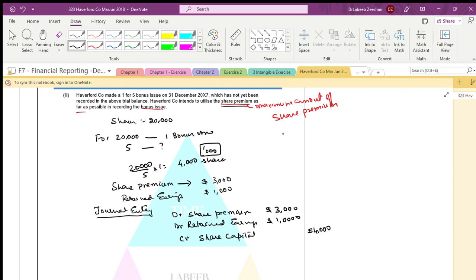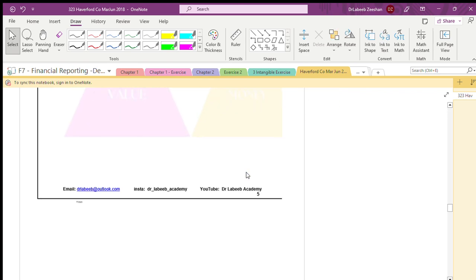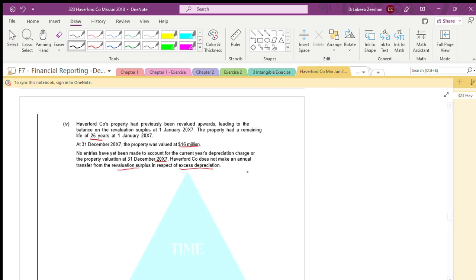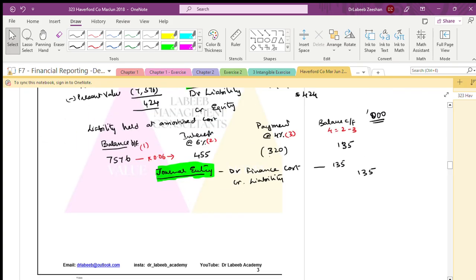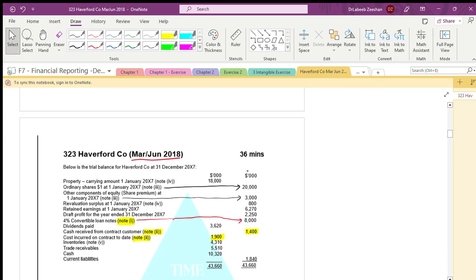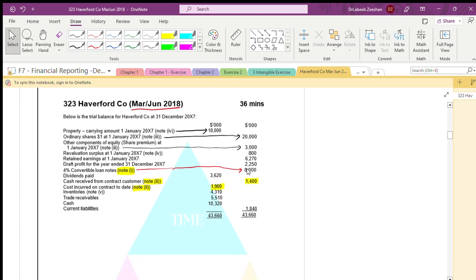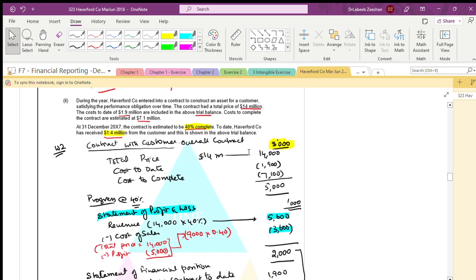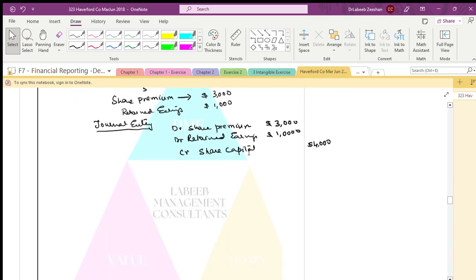I'm going to do it in an innovative way so that you can understand in the best possible way. Next, coming back to the next one. They are talking about the Haverford property, which has previously been revalued. What is the property, plant and equipment? It is 18,000, as given here in the first one. With this 18,000, we have to do all the relevant adjustments.